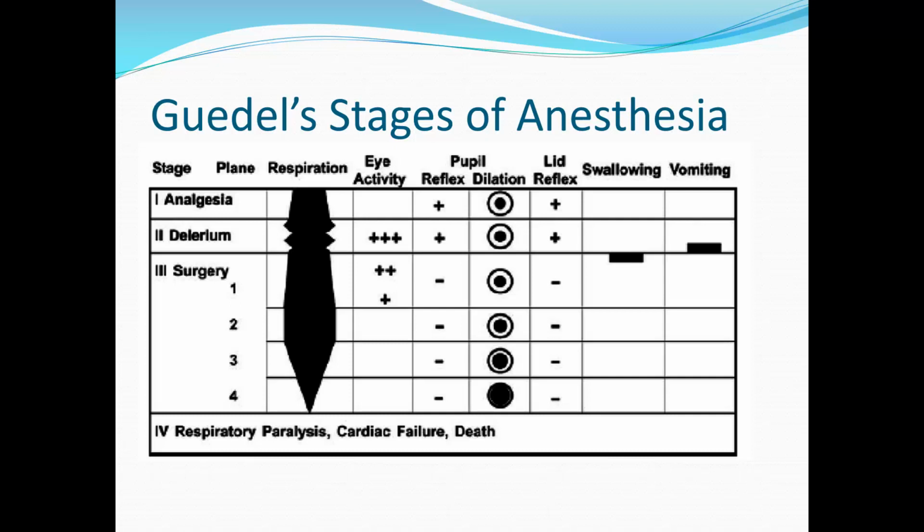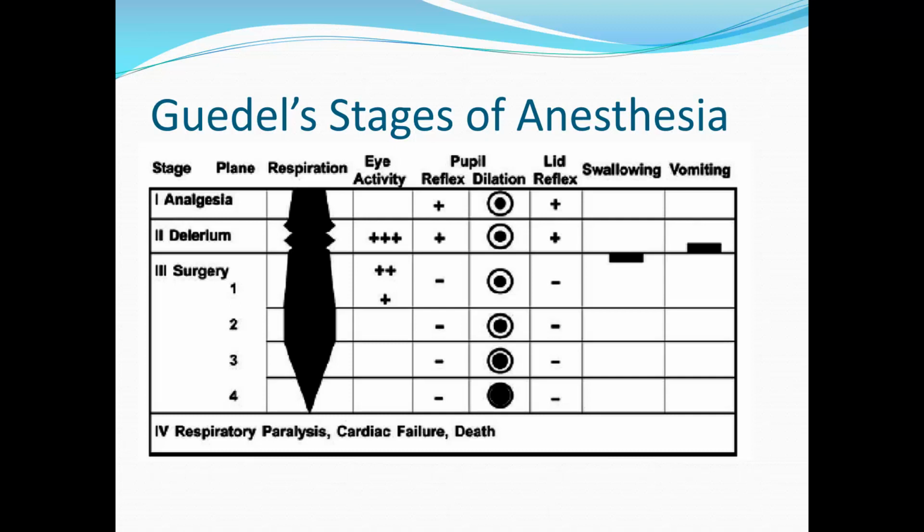Plane 1 of stage 3 is from the onset of the automatic respiration to cessation of eyeball movement. Eyelid reflexes are lost. Swallowing reflex is gone. Marked eyeball movement can occur, but conjunctival reflexes are lost.